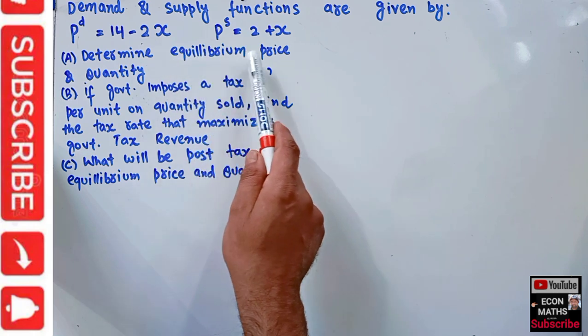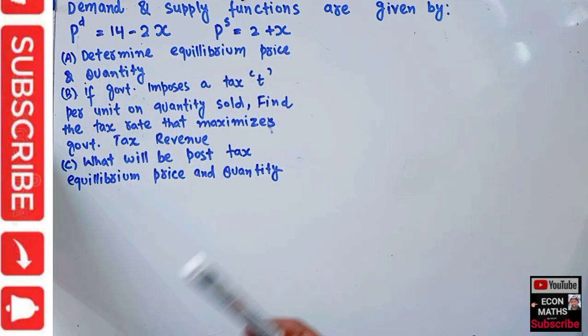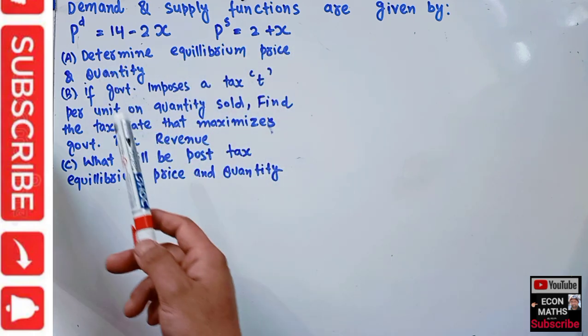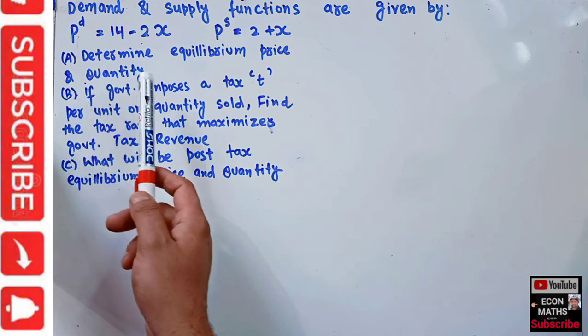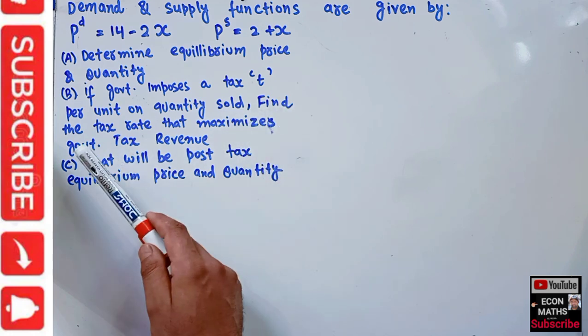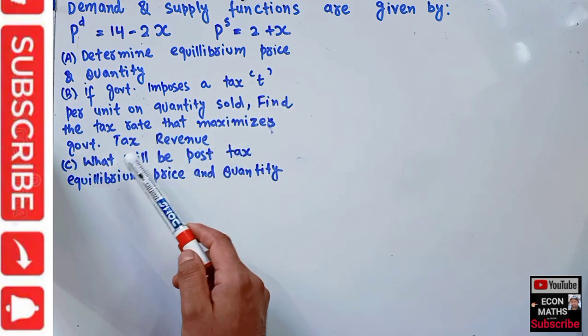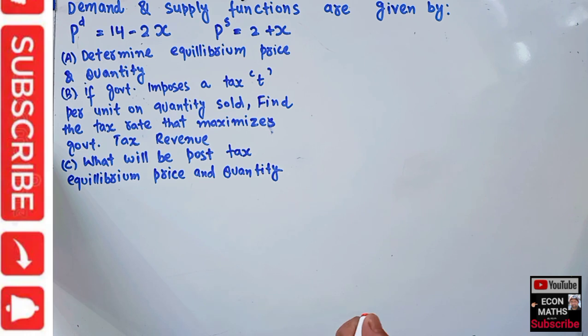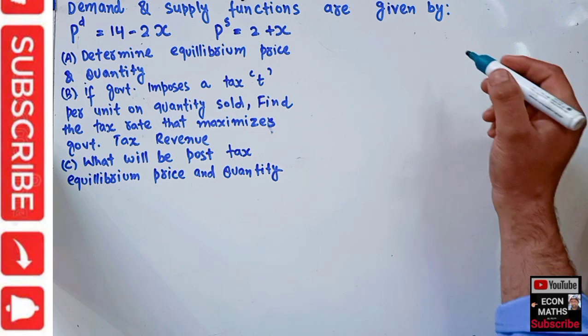We have to find out the equilibrium price and quantity before the imposition of tax. Then the next question is, if the government imposes a tax T per unit on quantity sold, find the tax rate that maximizes government tax revenue, and we also have to find the post-tax equilibrium price and quantity. Okay, let's try to solve it. Let's first draw the graph, that will make more sense.